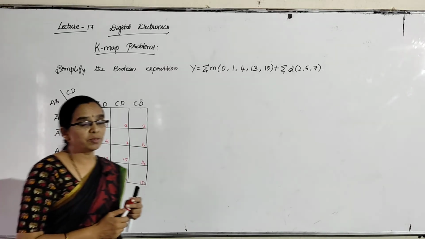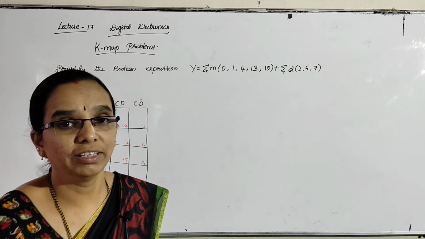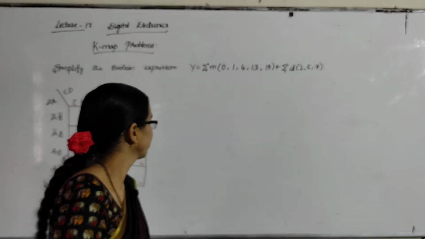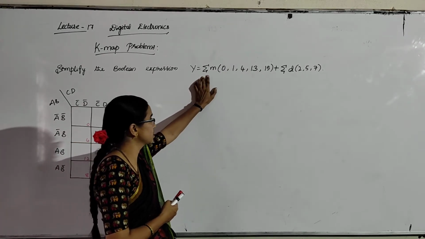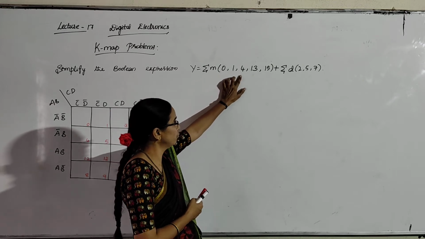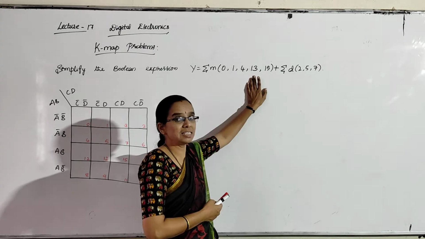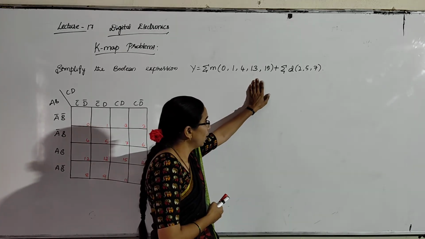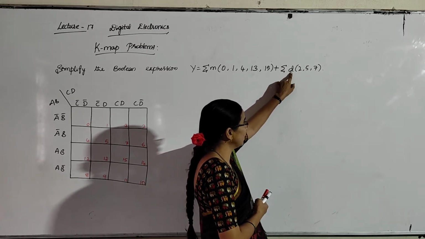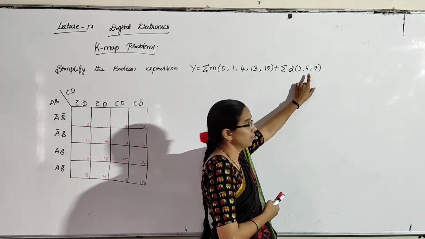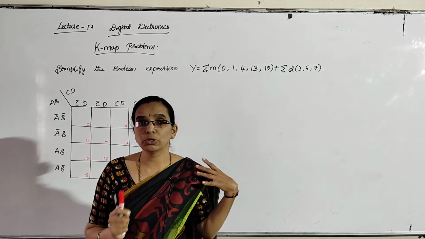Okay. Take down the problem where we will solve the problem which has don't care conditions. Simplify the Boolean expression Y is equal to sigma m(0, 1, 4, 13, 15). Up to this, we have already solved in the last session. Along with that, in this problem they have included the don't care conditions 2, 5, 7. For the min terms M2, M5 and M7, it is don't care condition.